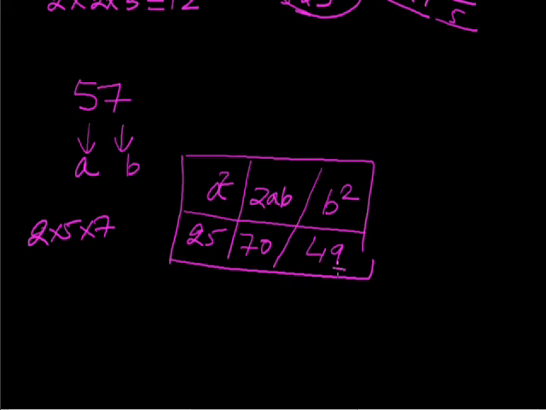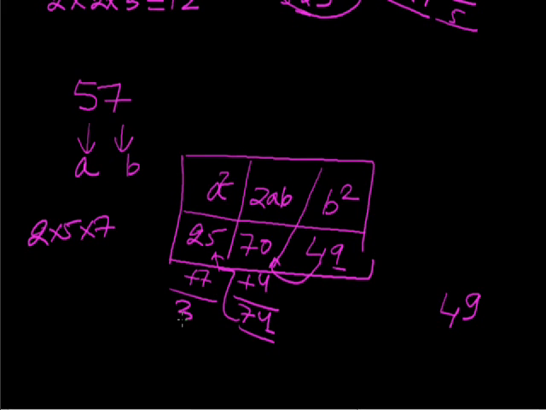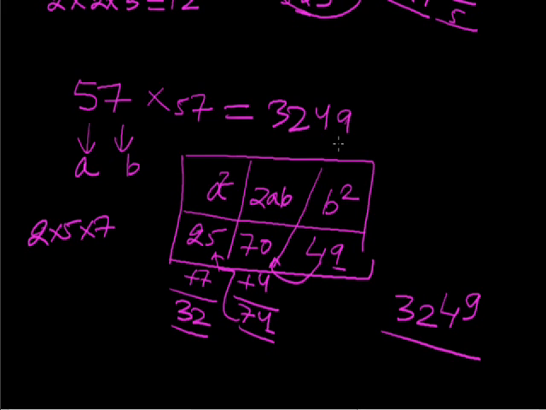As I told you earlier, put this unit digit over here and add this digit in this number, gives you 74. Once again take this unit digit over here and put separately over here, add 7 in this term, gives you 32. This whole number 3249 is the square of 57. So this is the fastest method to find the square of any number.